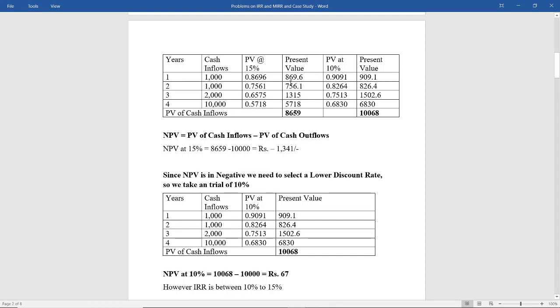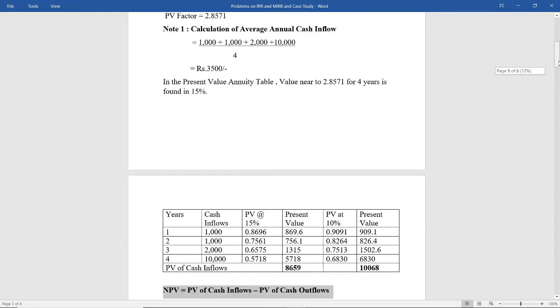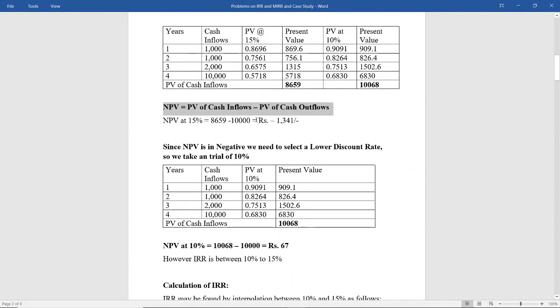Then you got the present value. Then what is the PV of cash inflow for this? For now, just ignore this. I will tell you the significance of this later. So what is the PV of cash inflows? 8659. So now we'll find the NPV at 15%. NPV at 15% is PV of cash inflows minus PV of cash outflows. 8659 minus the initial outflow of 10,000. So how much did you get as NPV? Minus 1341.